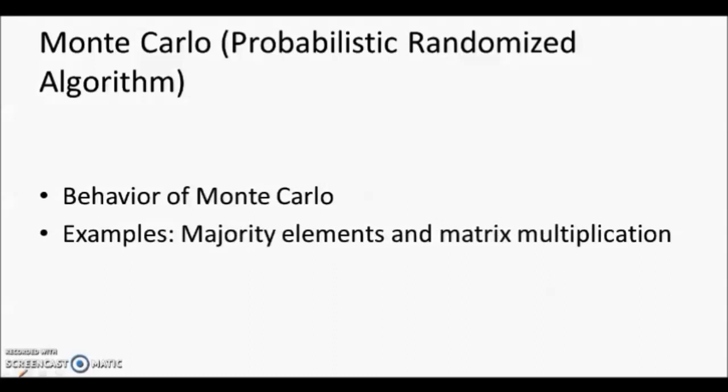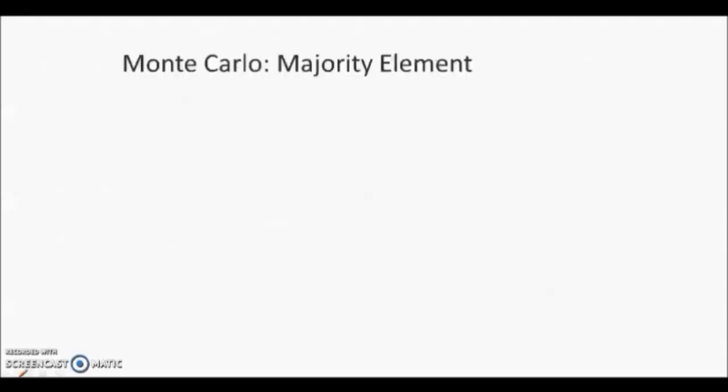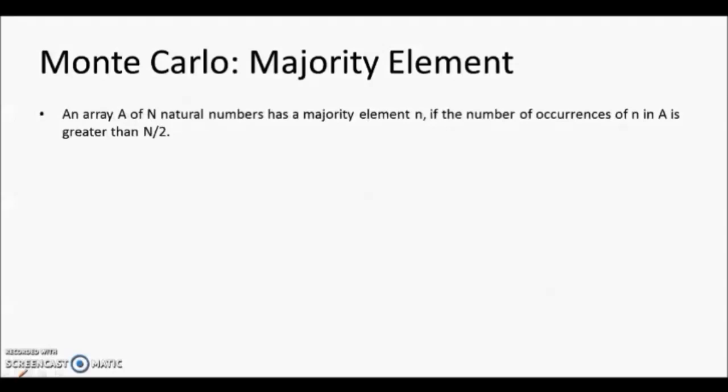Next in this video, we are going to see examples of the Monte Carlo algorithm. There are two examples which I cover in this video: majority element and matrix multiplication. So first we see the majority element example. An array A of n natural numbers has a majority element x if the number of occurrences of x in A is greater than n divided by 2.